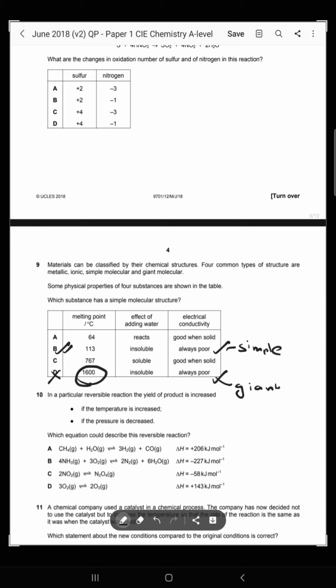And for C, since it's soluble in water, there is a good chance that it's an ionic compound. It is a salt, so it is probably going to be an ionic compound for C. But that is not what the question is asking, so we're not going to overcomplicate it.